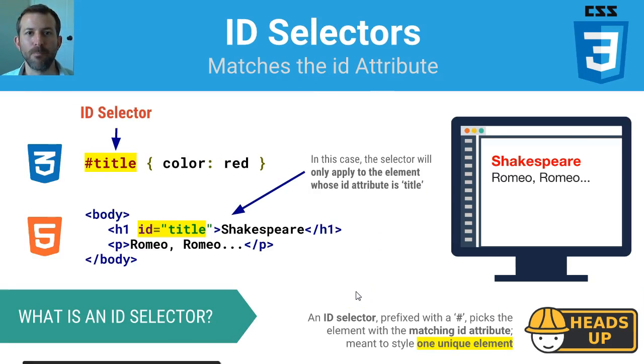Another way is based upon their ID. So you can put an ID attribute with an element in its starting tag. For example, I have an H1 element here. It has the ID of title. If I prefix title with a # with this hashtag, then I can target it to be styled however I choose. In this case, I'm going to color the text red of any element on the page whose ID attribute is title. So this allows you to style unique elements.